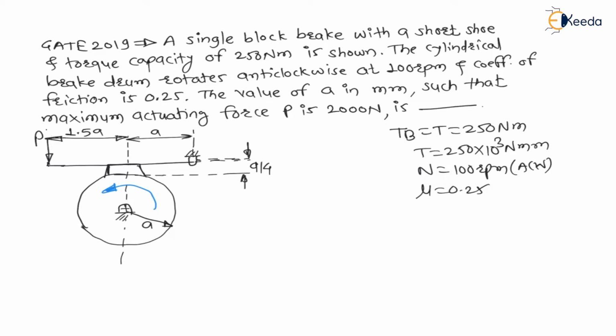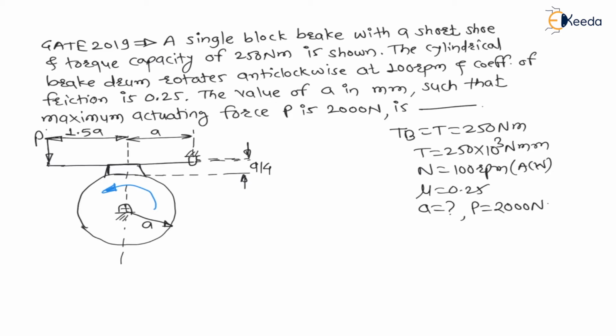Then the value of A in mm such that maximum actuating force P is 2000 Newton, means they are asking what is the radius of the drum. What is A? A is nothing but the radius of the drum. You can see here, such that this actuating force P is equal to 2000 Newton. Alright. Now let us solve this question.